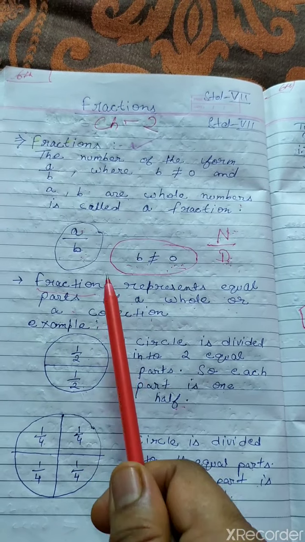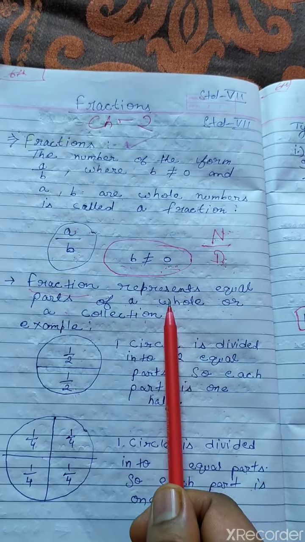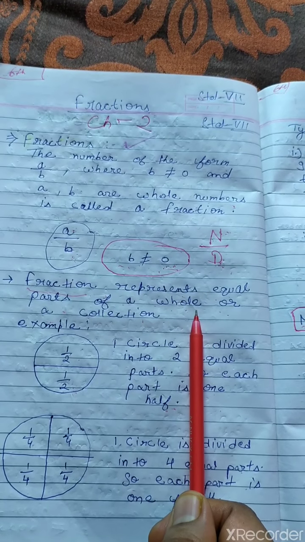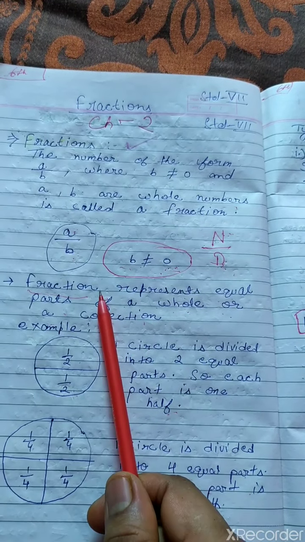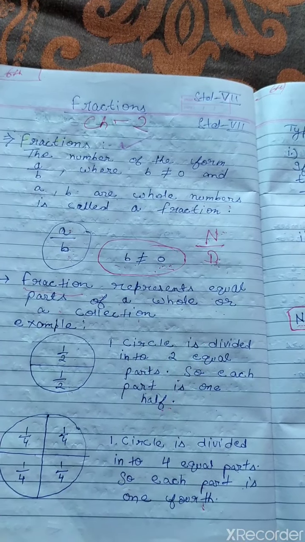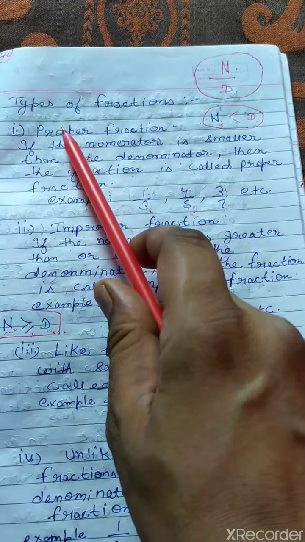So that's why I have said that a fraction represents equal parts of a whole, and the whole can be anything, any object. Okay, so a fraction represents equal parts of a whole. Next, types of fractions.